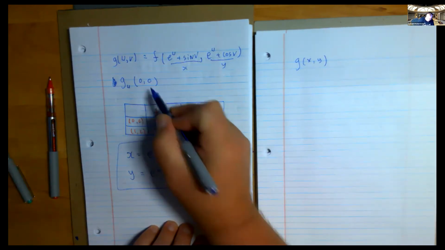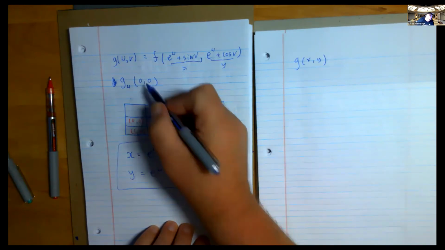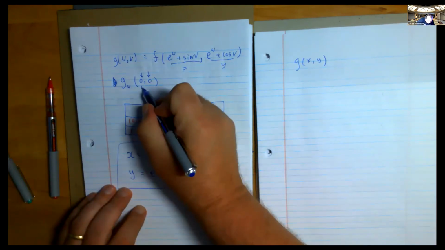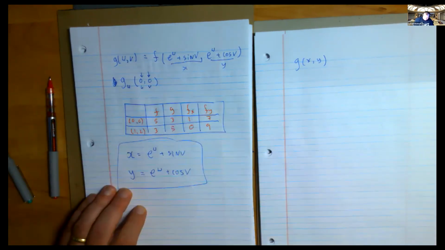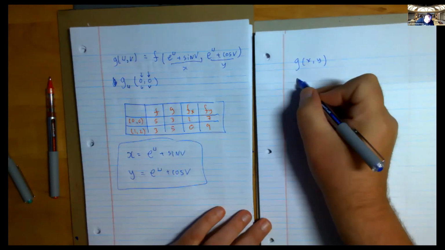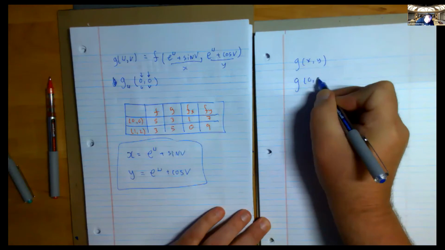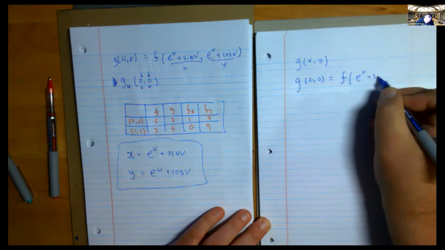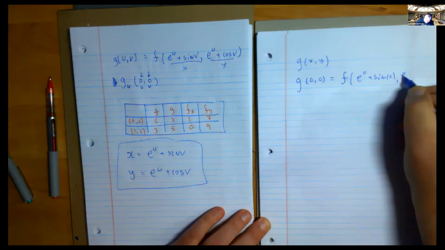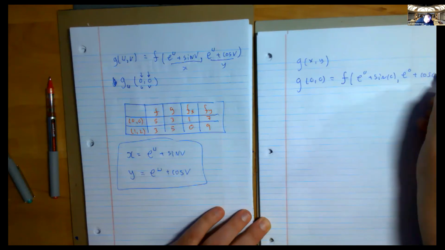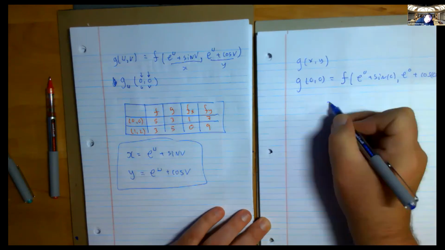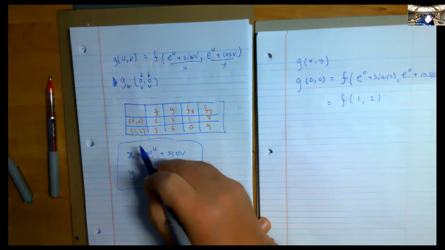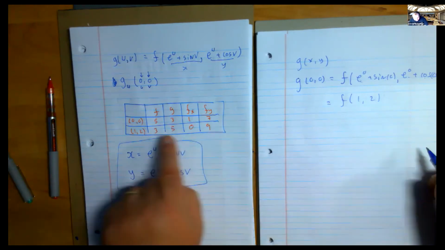So when they say 0, 0, for instance, what are they asking us here? Well, they're telling us that u is 0 and that v is 0. If you find 0, 0, you're finding the value of the function f at e to the 0 plus sine 0 and e to the 0 plus cosine of 0. That's 1 plus nothing, and that's 1 plus 1. So if you're wondering where the 1, 2 comes from, it's coming from here.